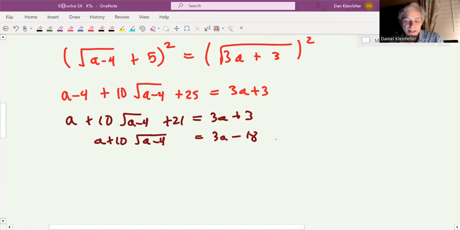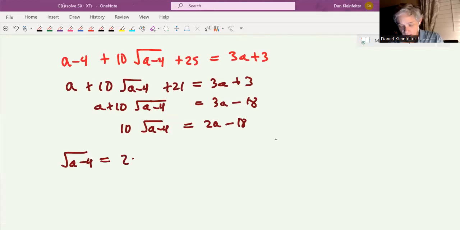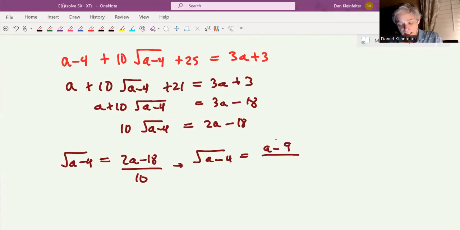I'm just going to try to go step by step, so I'm less likely to make mistakes. Let me subtract the a from both sides. And then next we'll divide by the 10 in order to get that root by itself. Okay, and then there I can see on the right side there's a common factor of 2 that can be eliminated. So that will give us a minus 9 in the top and 5 in the bottom.